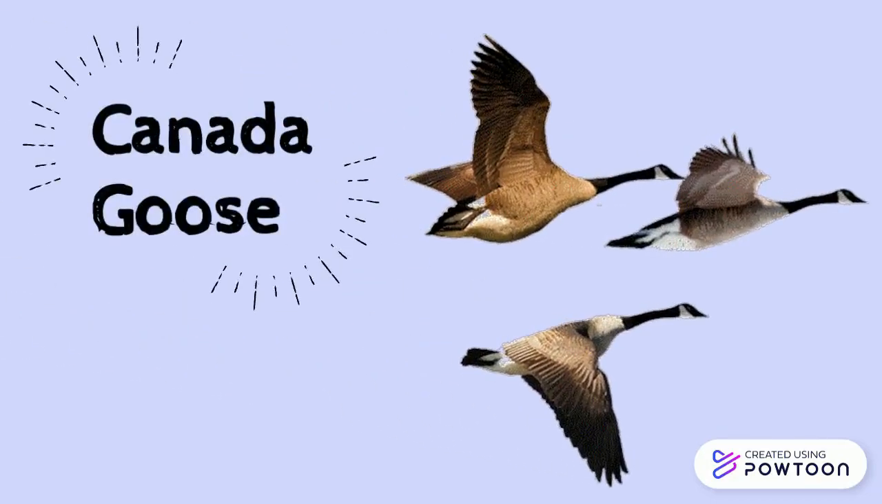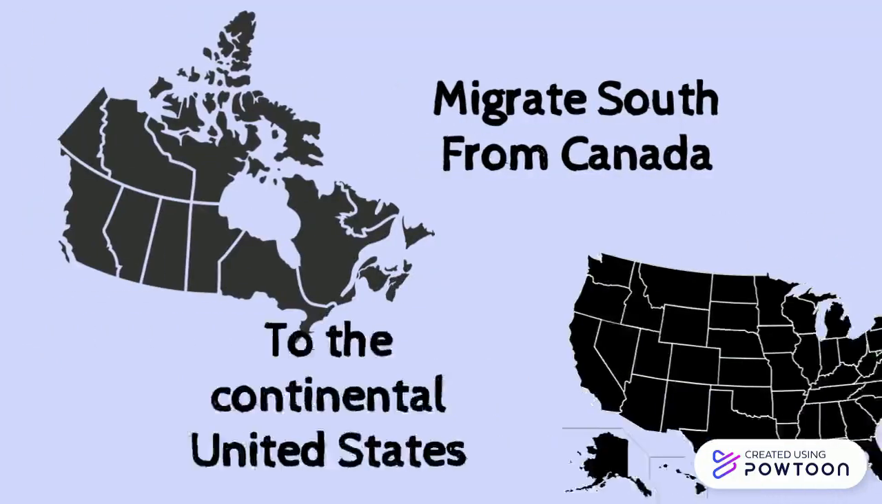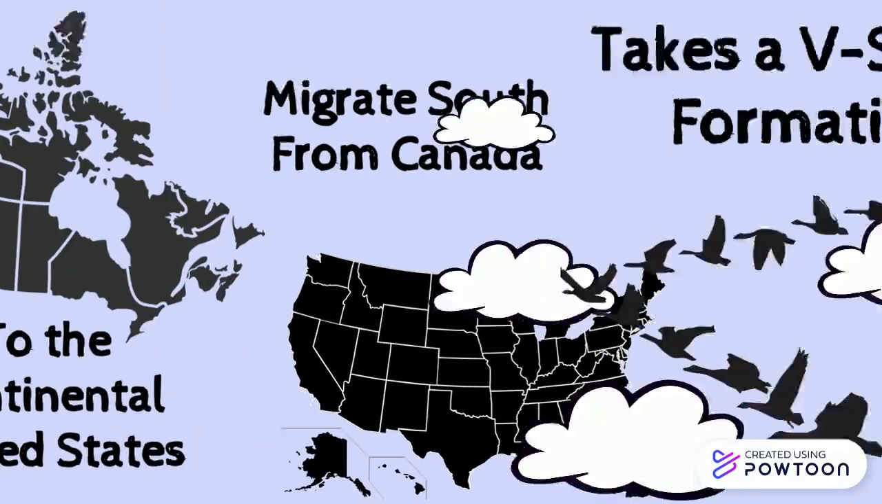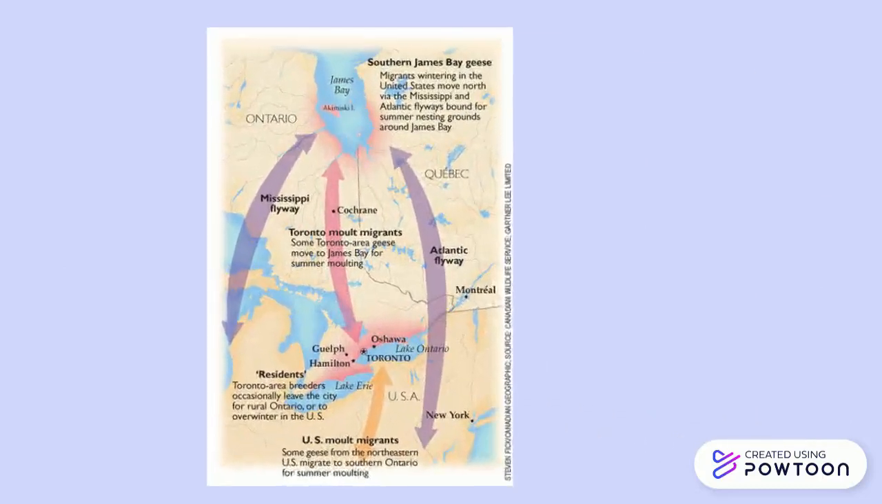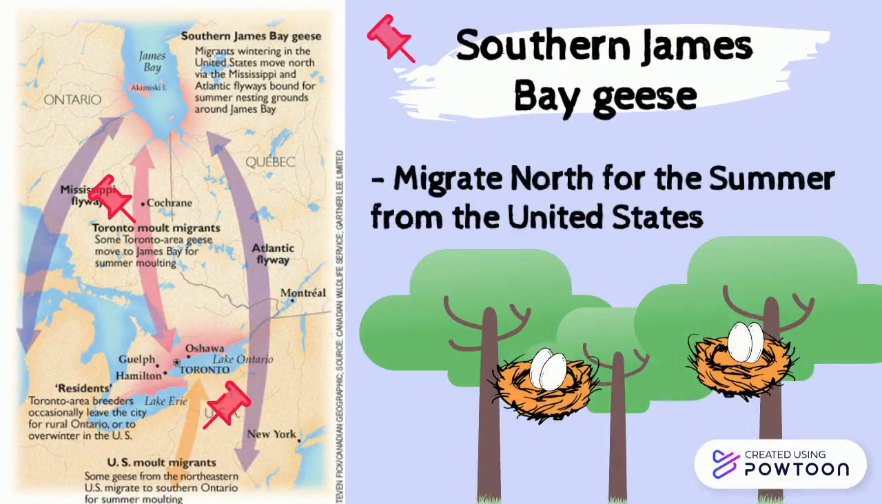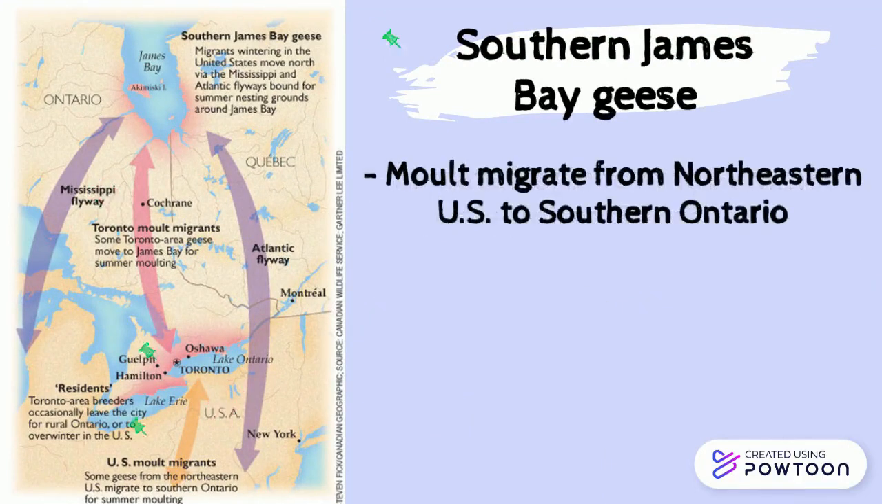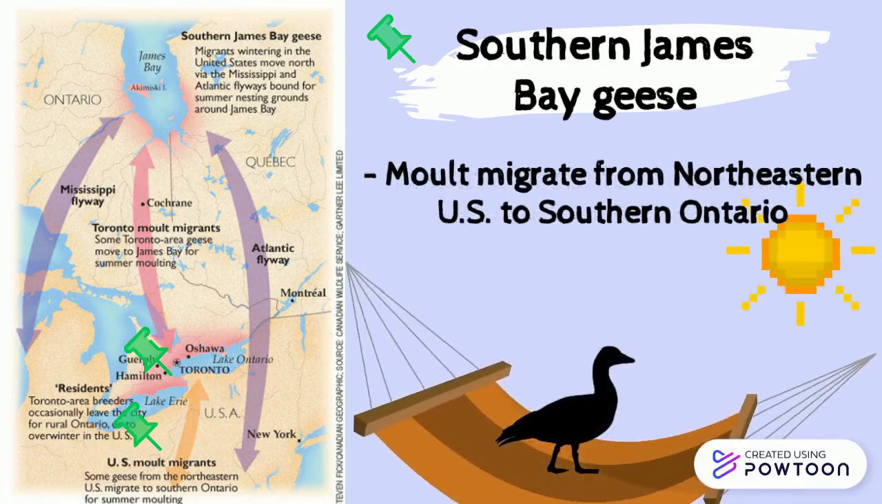The Canada goose is also another migratory bird species. They're native to North America, primarily the United States and the provinces of Canada. The geese migrate south from Canada to the continental United States for the winter, forming a V pattern in the sky. The Atlantic and Mississippi flyways are two main migration routes for the southern James Bay geese. They migrate north for the summer from the United States to nesting grounds around James Bay. Molt migrants from the northeastern United States migrate to southern Ontario for the summer molt.